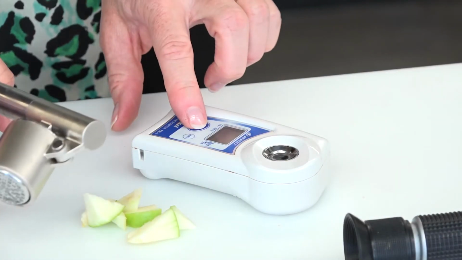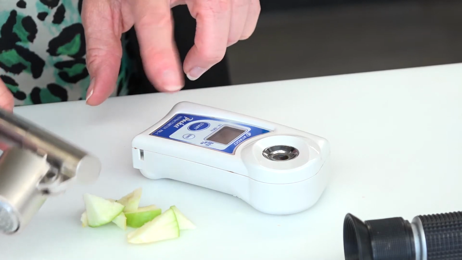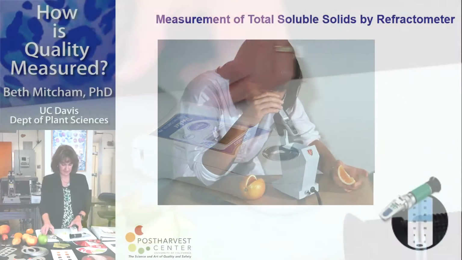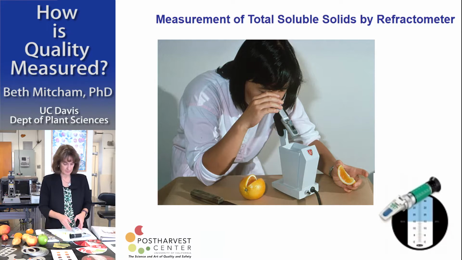So if we turn on our little digital device, press the button, it shines the light through the sample, and it says we have 12.5% soluble solids. Some people call this reading Brix. That's very common in the produce industry. They hear this reading described as Brix.